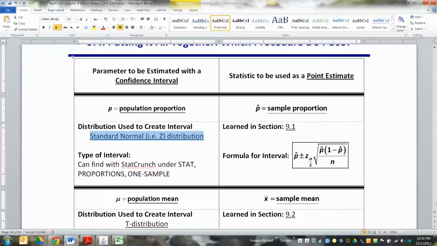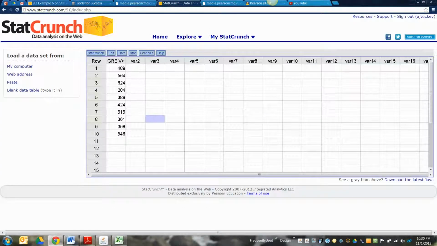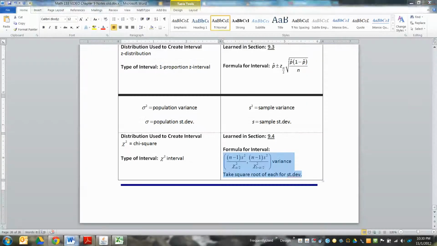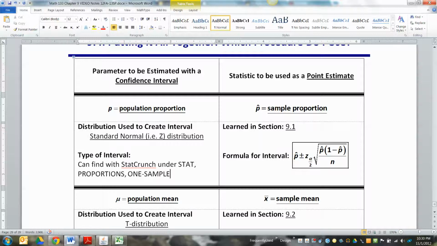Now, where would you get this interval in StatCrunch? It's under Stat, Proportions. There's Proportions, One Sample. And you can either choose data or summary depending on what you have. Most of the time for you guys, it'll be with summary for that one. That's if you have an x and an n given to you, which will be almost all the time.